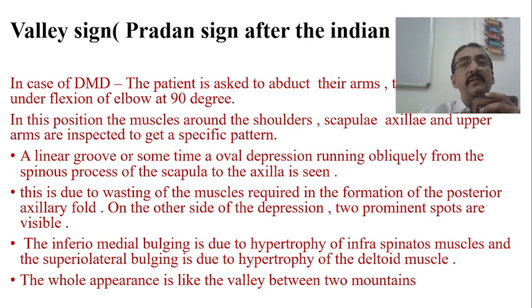Between the two mountains, one is hypertrophy of the infraspinatus muscle, another is superolateral hypertrophy of the deltoid muscle. In between, the muscles which form the posterior axillary fold are totally atrophied, and that leads to a valley sign.